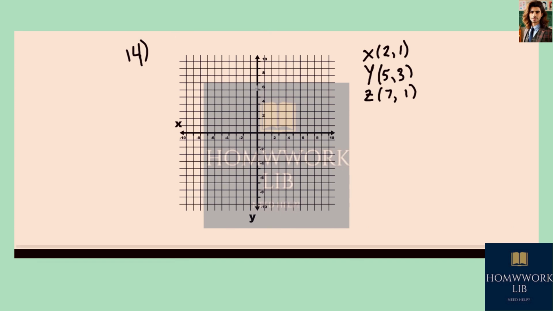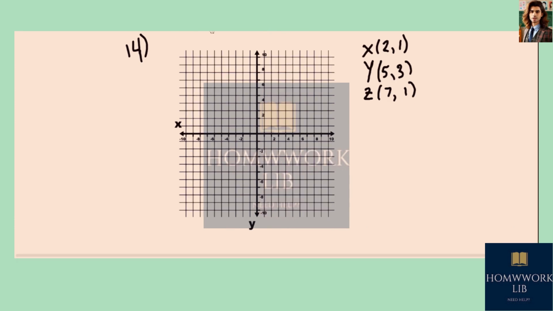Okay, so for problem number 14, we are asked the same thing from 12 and 13: to classify the polygon by the given vertices and find the perimeter and area. So the first thing that we need to do is graph our points X, Y, and Z. X is (2, 1), Y is (5, 3), and Z is (7, 1).